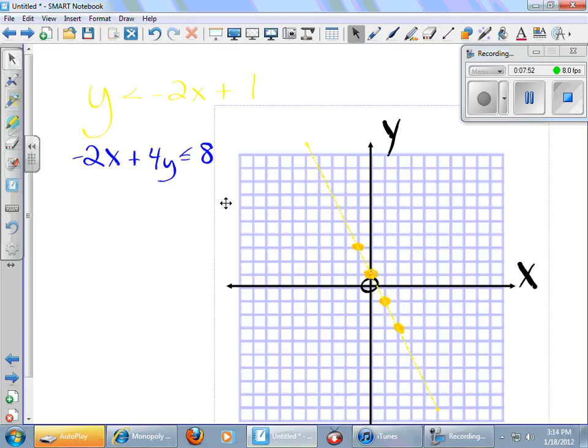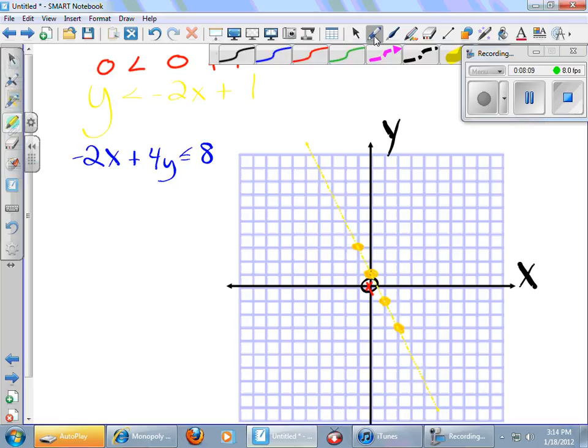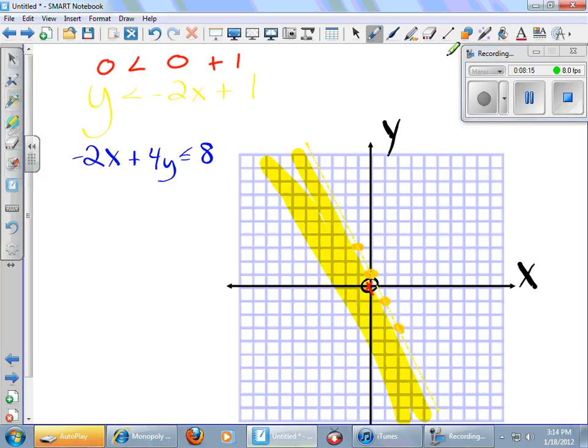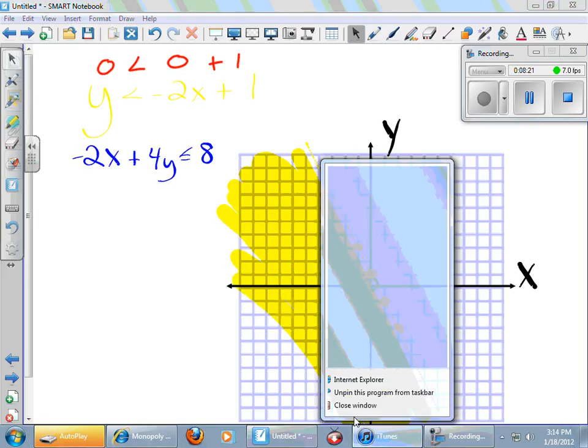All right, now I've got to do my test point and see which side I should shade. I like to use the origin, which is here. And sure enough, I get the statement that 0 is less than 1, and that is true, so I will shade the origin side of the line. Okay, that ought to be good.